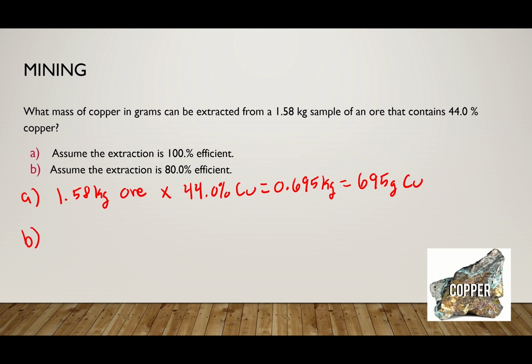In the second scenario, we're only getting 80% of that. If at 100% extraction we would acquire 695 grams of copper, in part B we're only going to see 80%. So we're just going to get 80% of this 695 instead. That means we'd only be able to get 556 grams of copper, assuming it's only 80% efficient. So there you have it. This is how percent composition can be utilized.